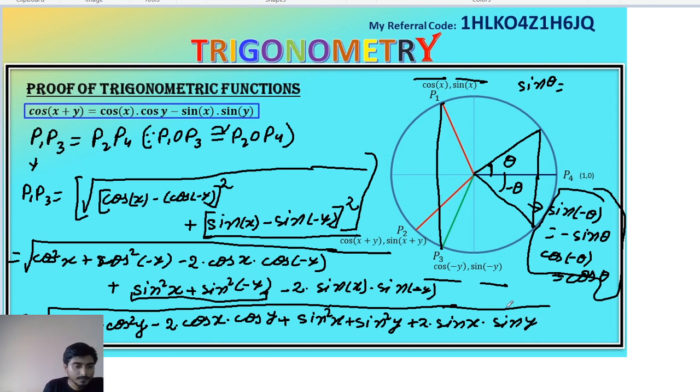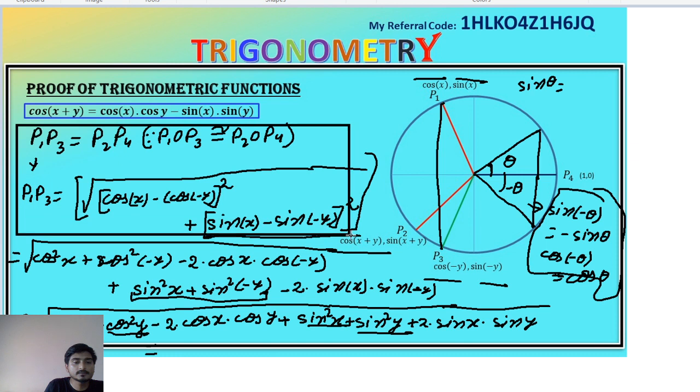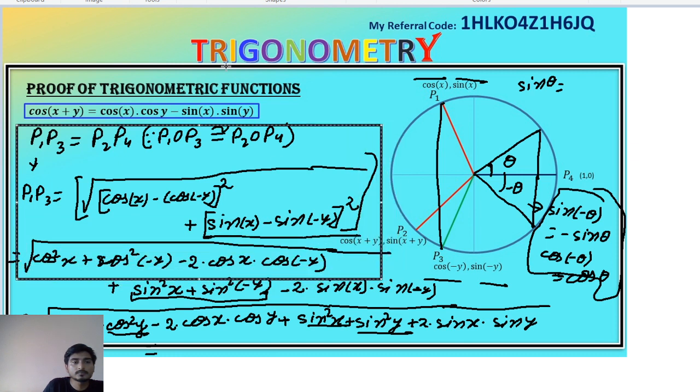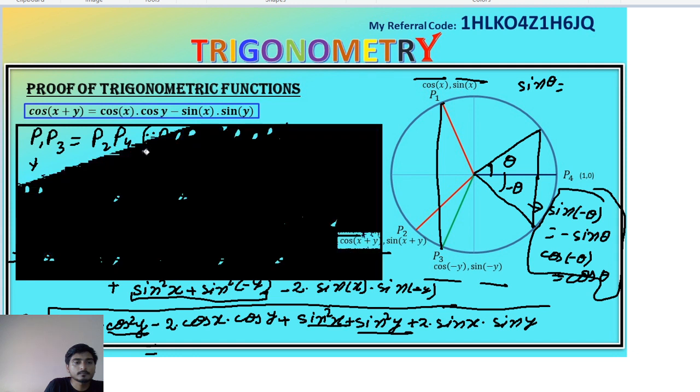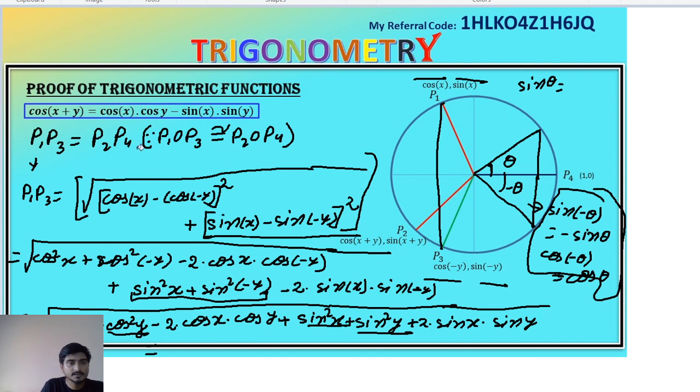Yes. Okay. Now from next part, cos square x plus sine square x can be written as 1, and cos square y plus sine square y can be written as 1. So I can directly write here, I'll just erase these terms. I don't have too much idea about this tool, so it may take some time, of course. Okay, we'll do this.